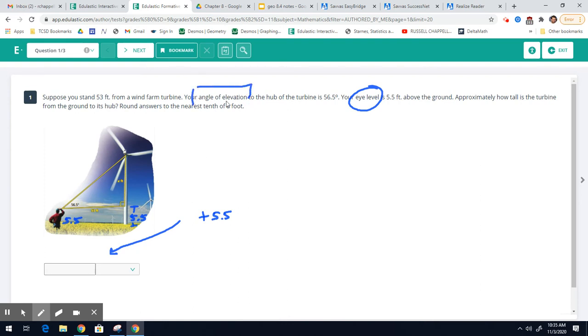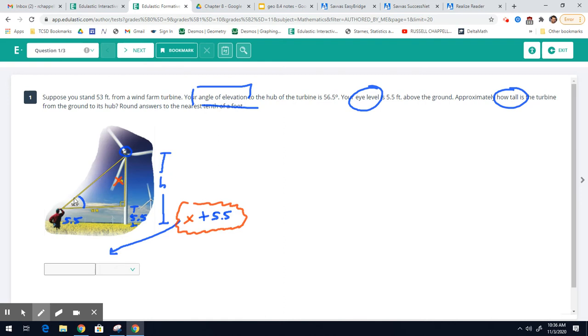It tells us the angle of elevation is 56.5. Horizontal line of sight. There's your angle of elevation. And again, you want to know how tall the wind turbine is, but you want to know this height from the top of the turbine, the hub, if you will, that's the hub, all the way down to the ground. So we can find X, which is right there, in this right triangle using trigonometry, but then you have to add 5.5 in the end. So this is what we're going to do. We're going to find X and then add 5.5 at the end.